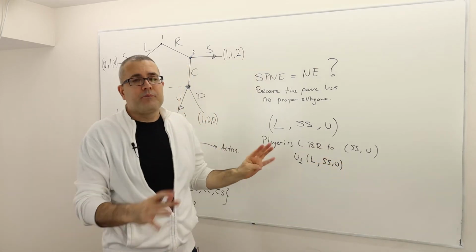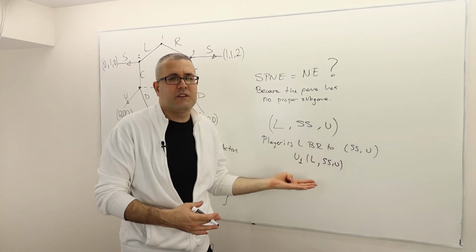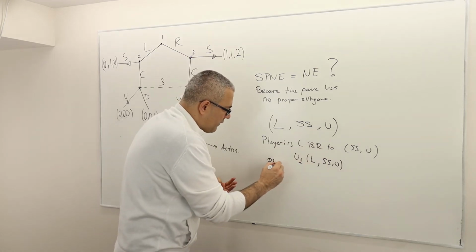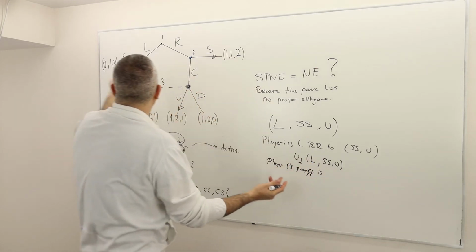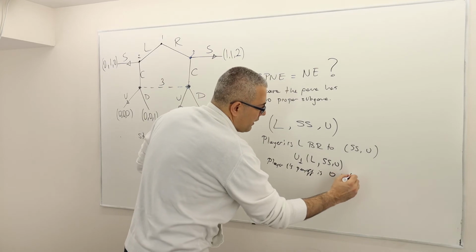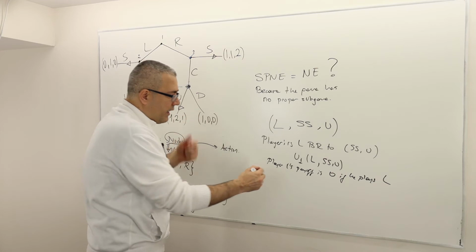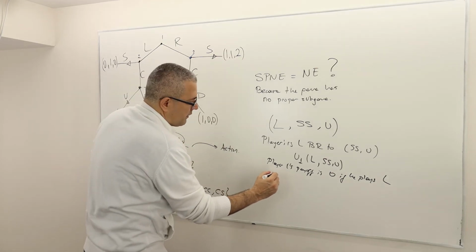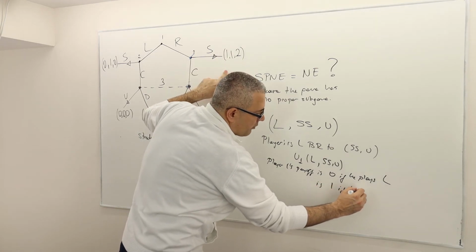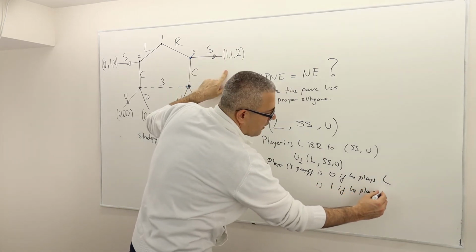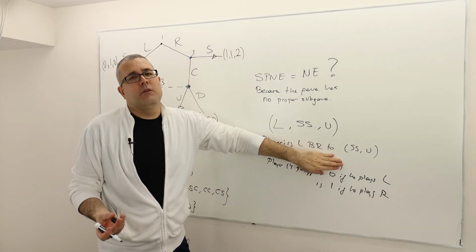I mean, whether the rest of the structure, you don't really have to write this down. You can say player 1's payoff is 0 if he plays L, all right? And then player 1's payoff is 1 if he plays R, okay? So that is enough for me, for example.